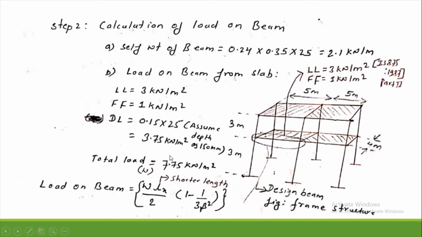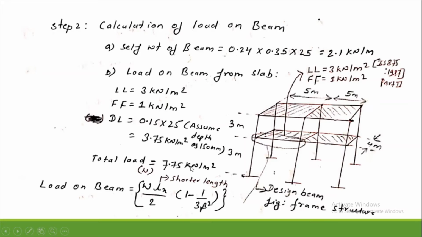For dead load, we need the depth of slab. We haven't done slab design, so I am assuming here the depth of slab is 150 mm. Generally, we take the depth of slab as 150 mm. That's what I am taking for calculating the dead load. By multiplying this depth of slab by the unit weight of RCC, I get 3.75 kilonewton per meter square. The total load is just the summation of these three loads: live load, floor finishing, and dead load. By calculating this, we get 7.75 kilonewton per meter square. This is the load acting on the slab.